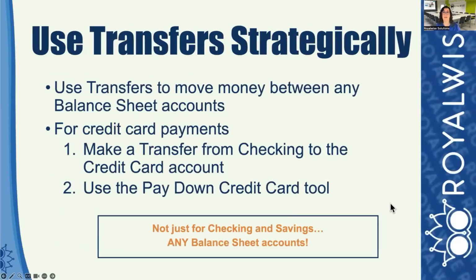Okay. Also, already talked about this, strategic transfers. Transfers can move money between any balance sheet accounts, but if it's a credit card, there's actually a credit card payment type under plus new, pay down credit card, and then use that one. But you can use transfers for any movement between money. The problem with using a transfer, though, is that you don't get all the detail. All you get is the from and the to account. You don't have any classes or locations or customers or anything with it.